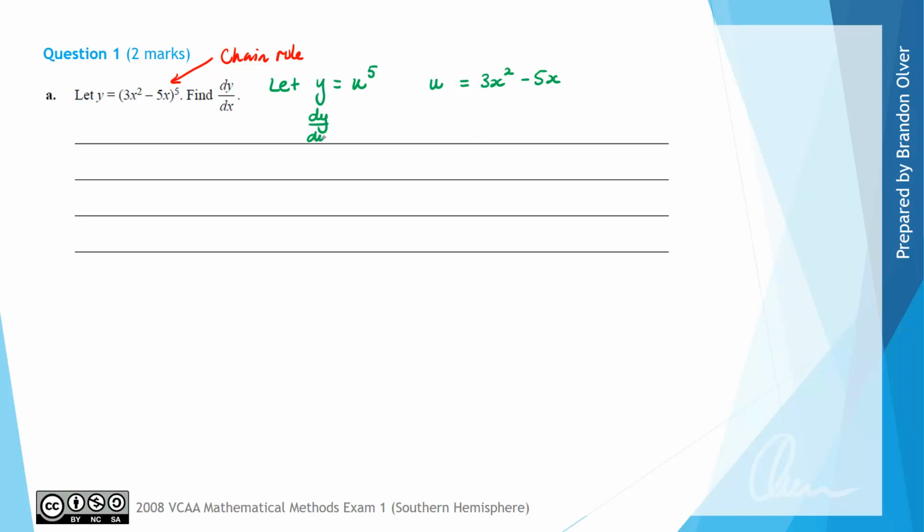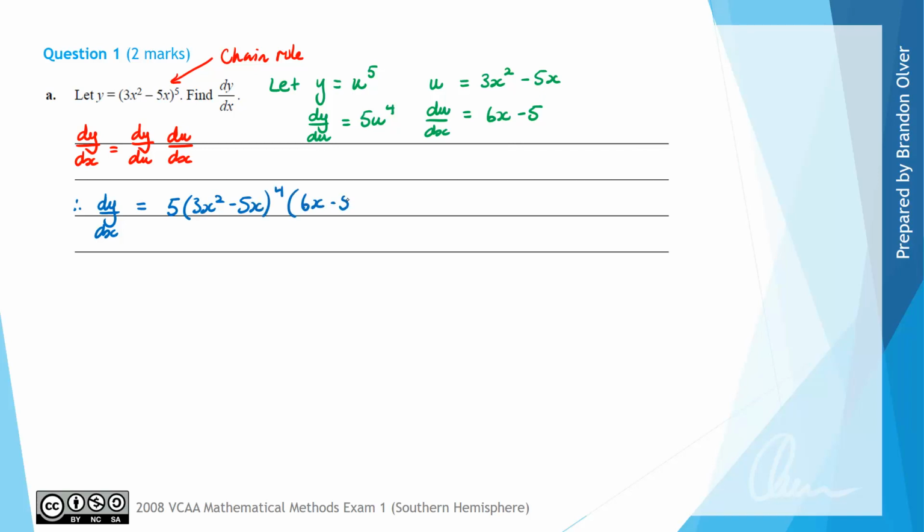So dy/du, the derivative of that, is 5u to the power of 4, and du/dx, the derivative of this expression, would be 6x minus 5. On the formula sheet, we know that dy/dx is equal to dy/du multiplied by du/dx. So that's the chain rule. Therefore, for this question, dy/dx, the derivative we're after, is equal to 5 times u to the power of 4, but u is 3x squared minus 5x, so it is 5 times (3x squared minus 5x) to the power of 4, multiplied by (6x minus 5). So that is the answer for part A of this question.